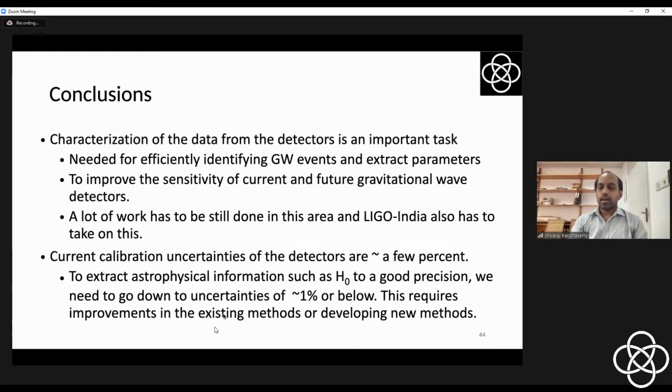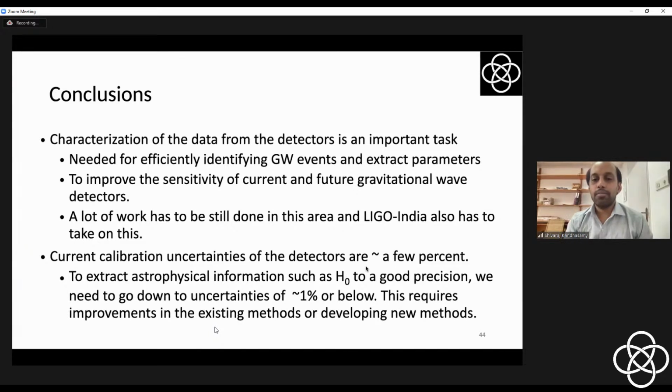Okay, so this is the conclusion slide. We covered the characterization of the LIGO detectors, which is needed for identifying gravitational events, and also for improving the sensitivity and the parameter estimation of those detected events. And we also looked at some aspects of calibration and calibration uncertainties in the LIGO detectors.